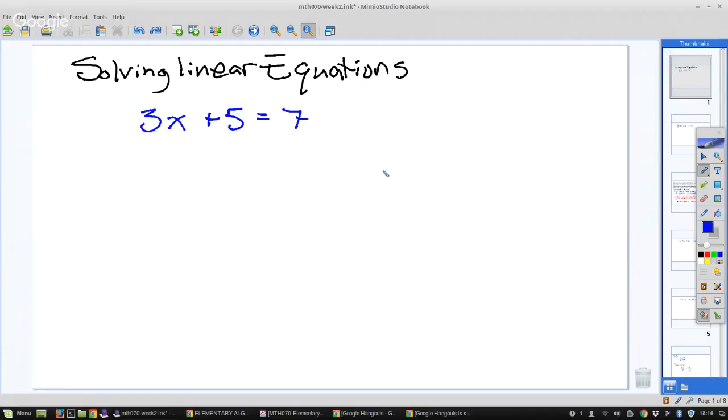To solve something like this, we reverse the order of operations. If I knew what x was, I would multiply by 3 and then add 5. Since I don't know what x is, I want to reverse the order and the operation. So instead of multiply first then add, I want to subtract and then divide. And that order does make solving the problem easier.